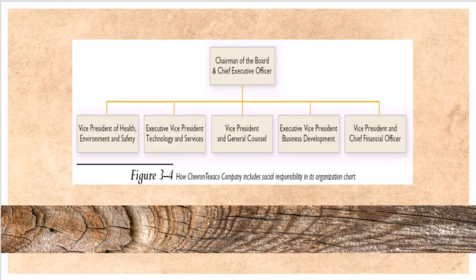So we have the figure 3-4, how Chevron Texaco company includes the social responsibility in its organization chart. So for example, this is the chairman of the board or the CEO. At the same time, they have given organizational responsibility. For example, the vice president for chief financial officer. So, meron siyang duties and responsibilities. Every position within the organization has duties and responsibilities. Hindi pwedeng siya lang lahat. Pero the chairman of the board needs to monitor all the different functions of the different positions.